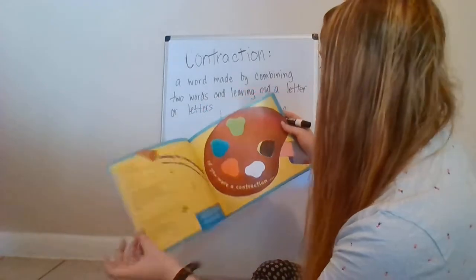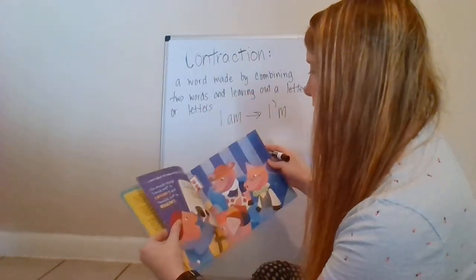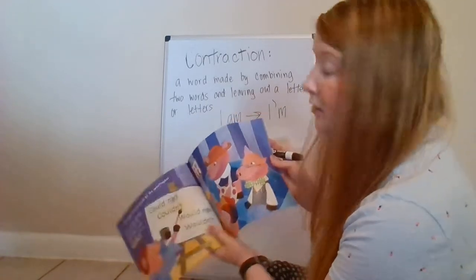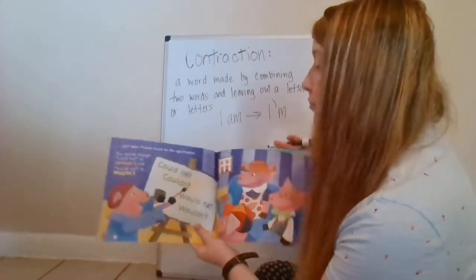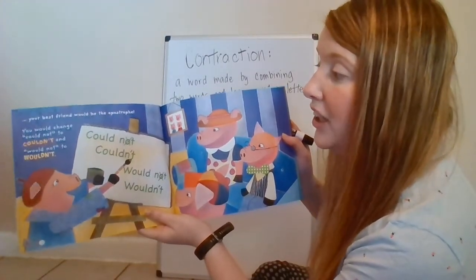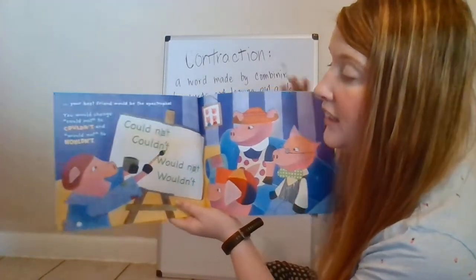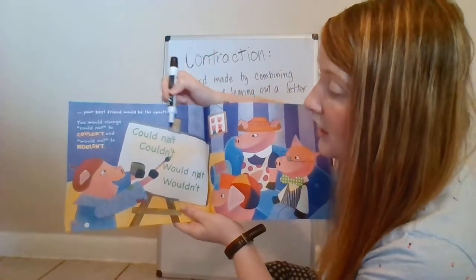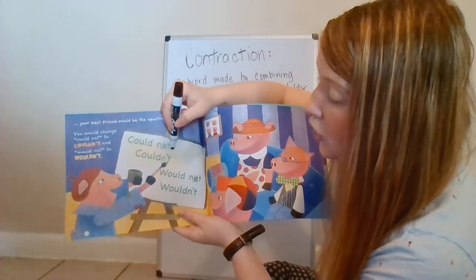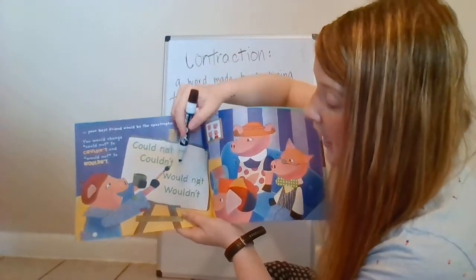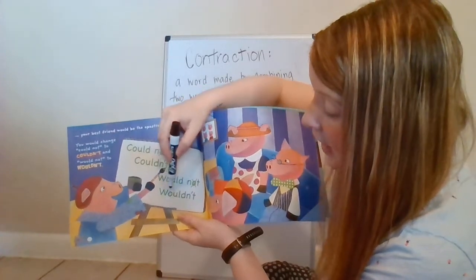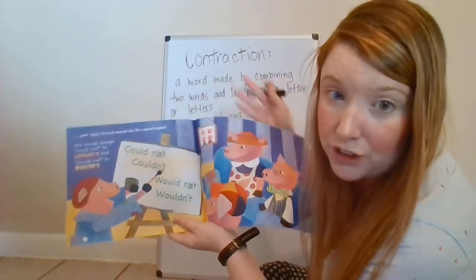If you were a contraction, your best friend would be the apostrophe. Remember, that's an apostrophe. You could change could not to couldn't and would not to wouldn't. So if you look, they have could, not, they take out the O, and they make couldn't with an apostrophe T. And then they have would not, they take out the O, and then they have wouldn't with an apostrophe T.